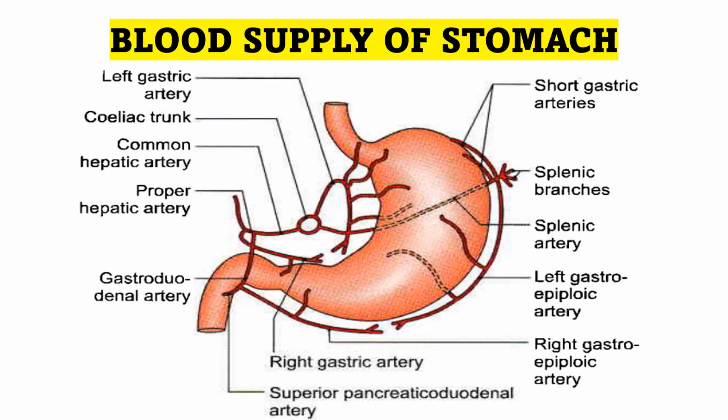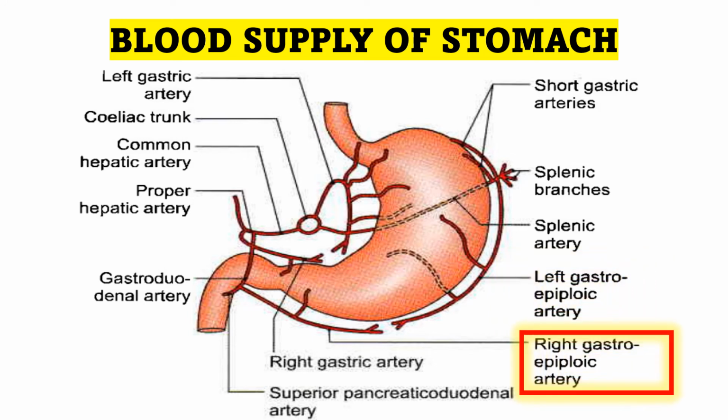Next is blood supply of stomach. Stomach has abundant arterial supply originating from the celiac trunk and its branches. The arteries supplying the stomach are left gastric artery, a direct branch from celiac trunk, right gastric artery, a branch of the common hepatic artery. Then we have left gastroepiploic artery, which is a branch of the splenic artery.